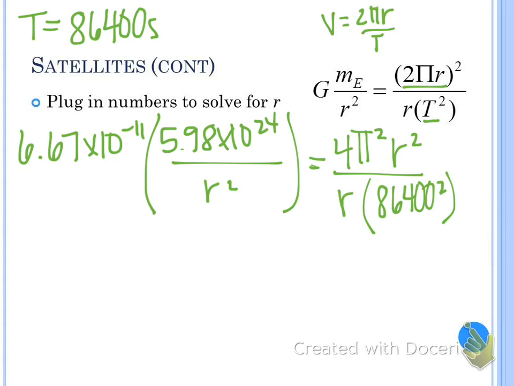Now, do we see anything we can do right off the bat? Yeah, we can cancel at least an r right here. I'm sure there's more ways that you can do this, but that means I'm going to get rid of r squared and I'm going to get rid of r. So I'm left with an r on both sides.